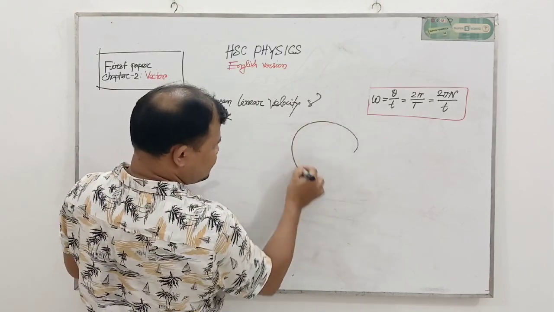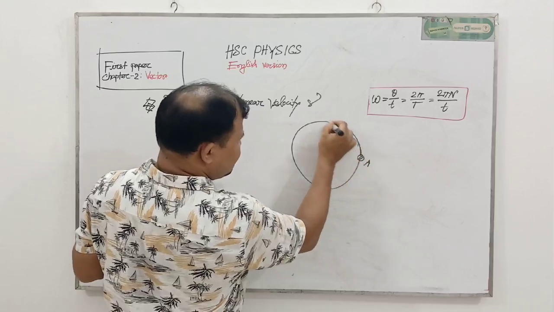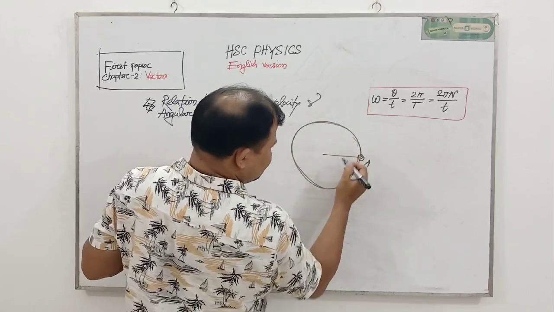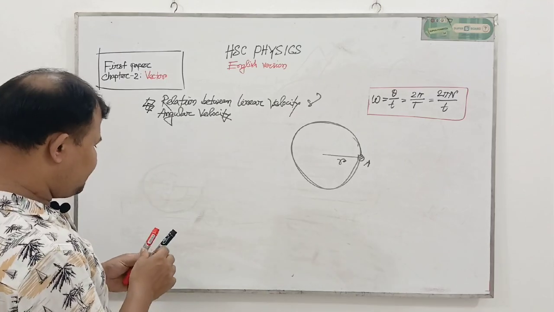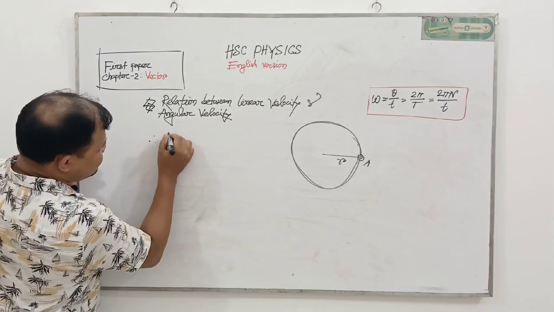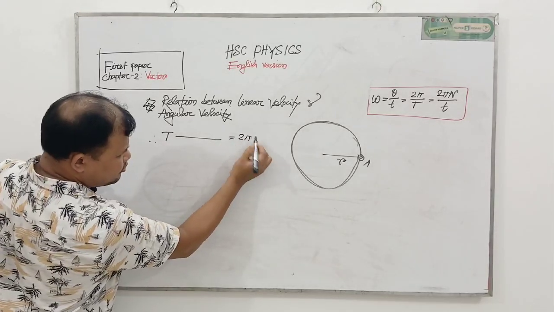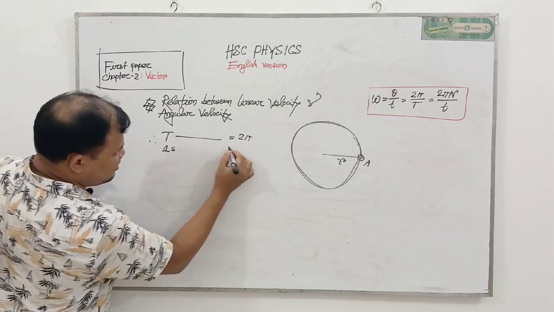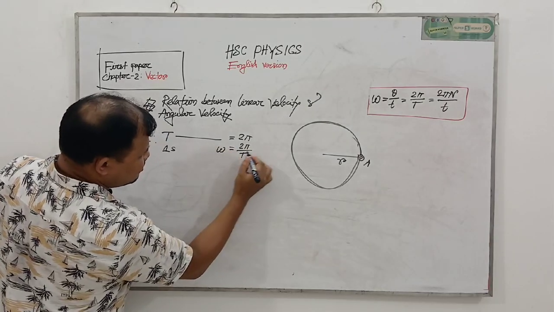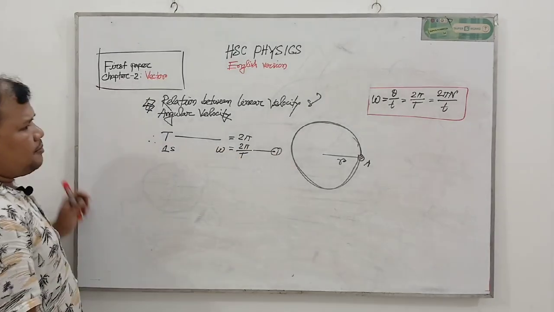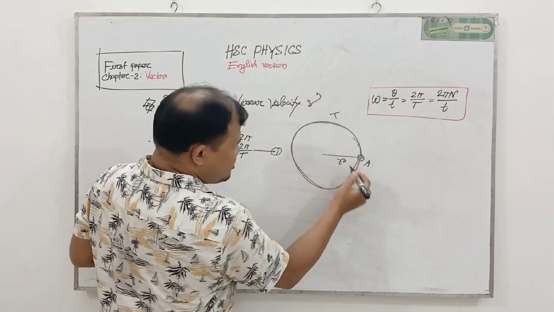Suppose this is the circular path. If a body starts its journey from here, after completing one cycle, suppose the radius of the circle is r, how much time is needed? Suppose the time is t, then the angular displacement will be 2π. In 1 second, the angular displacement will be 2π divided by t. This is called omega.